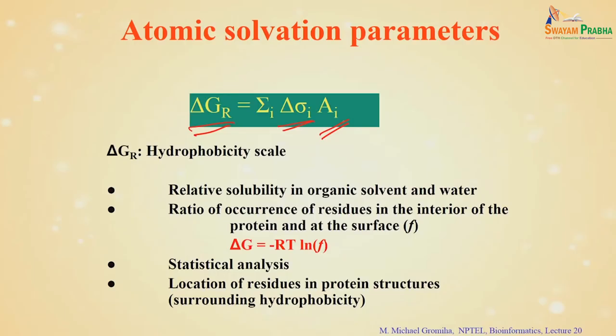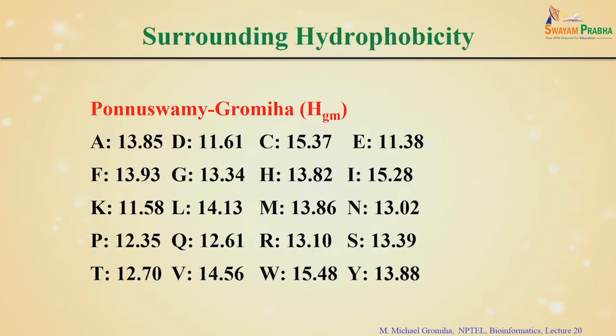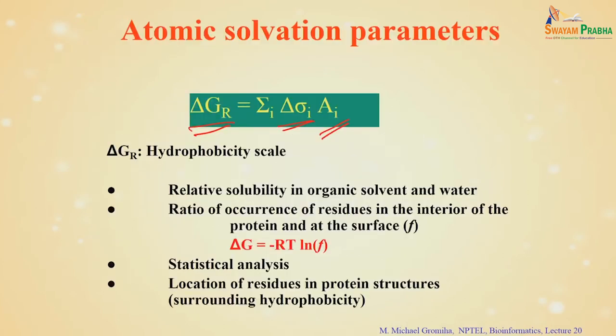How many different amino acid residues? 20 residues. For each amino acid residue, for example alanine, you can derive an equation in delta sigma I, and AI we know for each atom. If you take alanine, you can use this hydrophobicity value. What is the value for alanine? 13.85. This is the left hand side, and we relate it with the atomic solvation parameters. How many atoms in alanine? Five atoms, four main chain atoms plus one side chain atom.